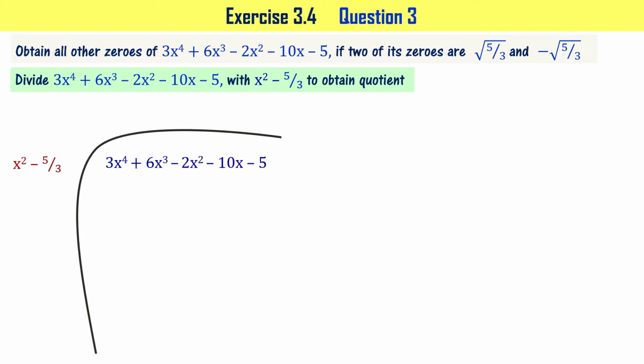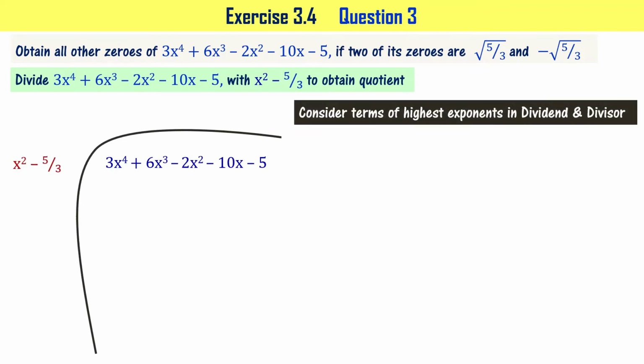The first step is we have to find the terms containing highest exponents, 3x^4 and x^2. Let me divide 3x^4 by x^2. So the answer is 3x^2. Let me write that at the top. That is going to be part of the quotient, 3x^2.